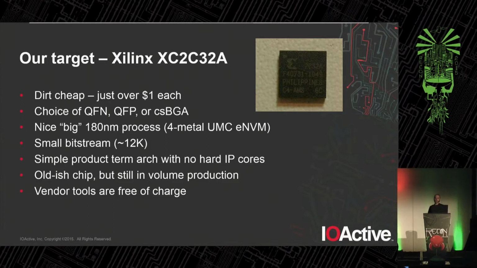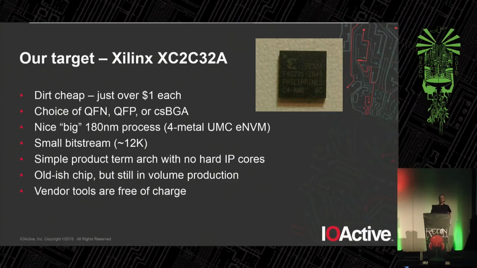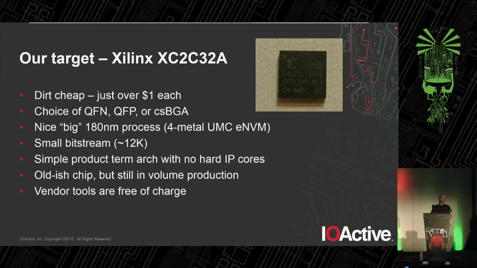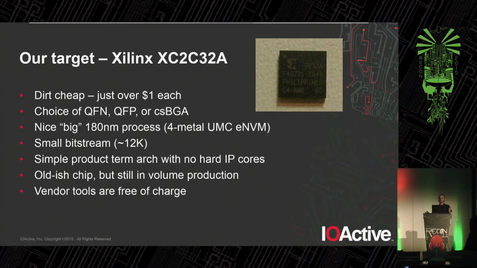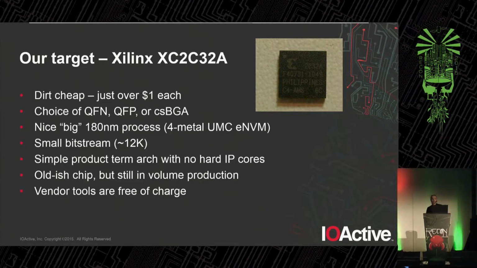You have your choice of a nice big QFP package that's easy to hand solder, has plenty of plastic around the package so it's easy to decap while keeping bond wires intact. Or you can do chip-scale BGA or QFN if you just want to dunk the thing in acid and get rid of all the plastic and take a look at the silicon.